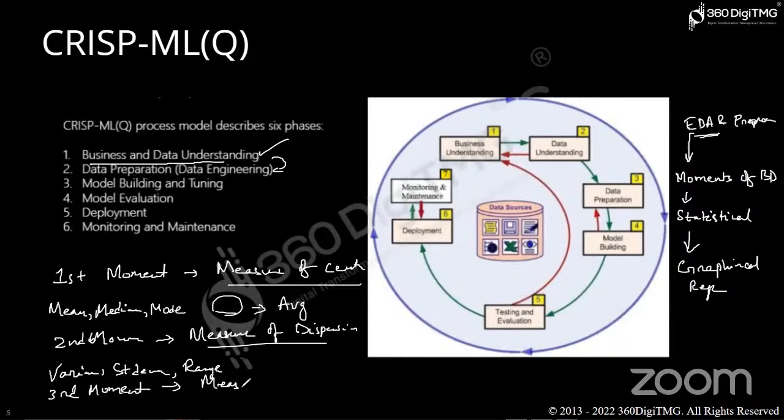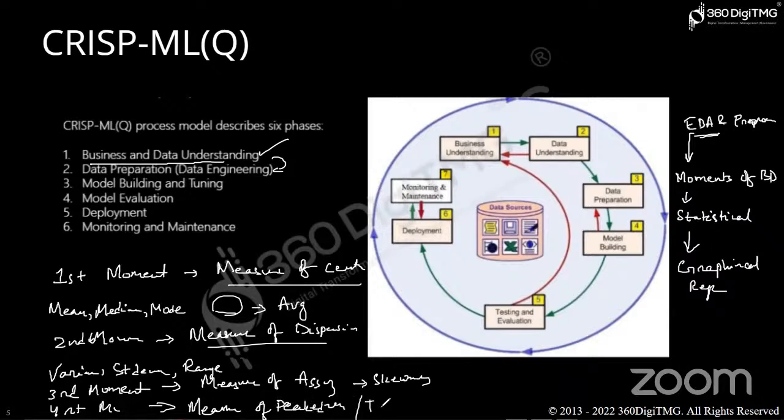The third moment is a measure of asymmetry, which is skewness. Then we have the fourth moment, which is the measure of peakedness or tailedness.